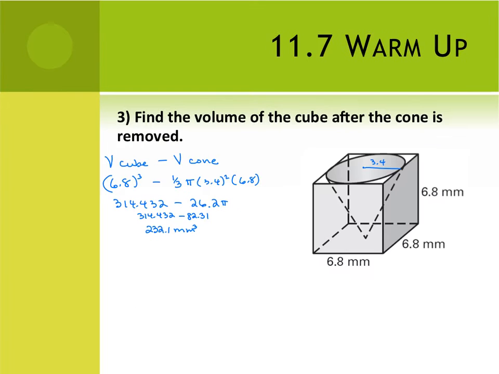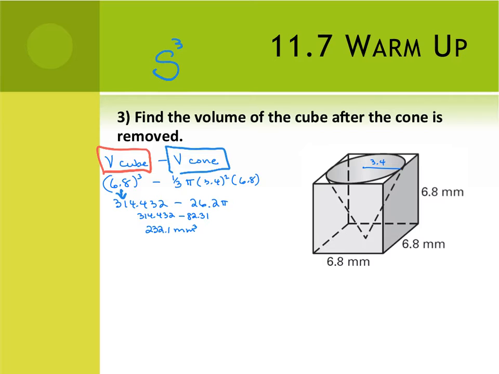Number 3. This one says find the volume of the cube after the cone is removed. So what we needed to do here is find the volume of the cube, find the volume of the cone, and subtract them. Now, the volume of a cube shortcut is just take the side length and raise it to the 3rd power. So 6.8 to the 3rd power gives me 314.432.